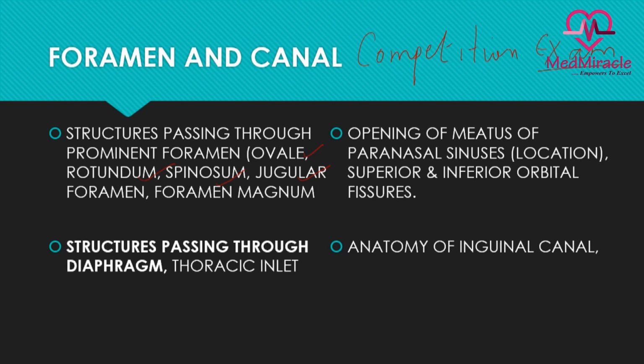The openings of various meatuses of the paranasal sinuses are important. The superior and inferior orbital fissures, various structures passing through the diaphragm, the thoracic inlet, again the anatomy of the inguinal canal, the femoral canal. All these things are very important and can be easily asked in the form of images. So foramina and canals are very important competition exam topics.